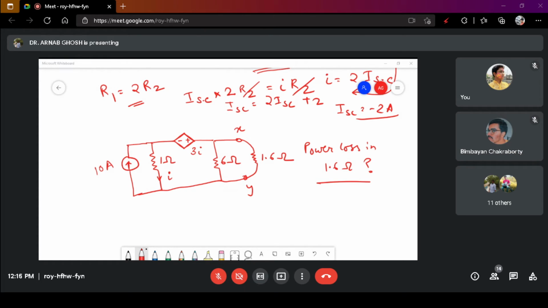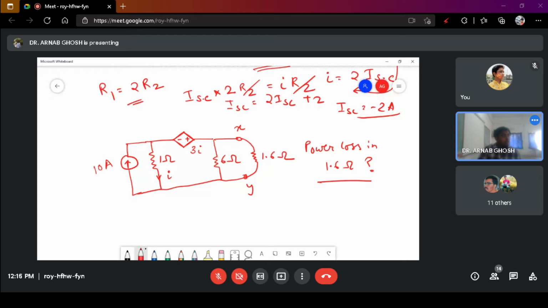Okay, so next, what we have to do. Let's say this is the circuit, and if this circuit has been short circuited, will any current flow through this circuit? If this is your ISC, will any current flow through this circuit? No current will flow through this circuit because all the current will pass through the short circuit.